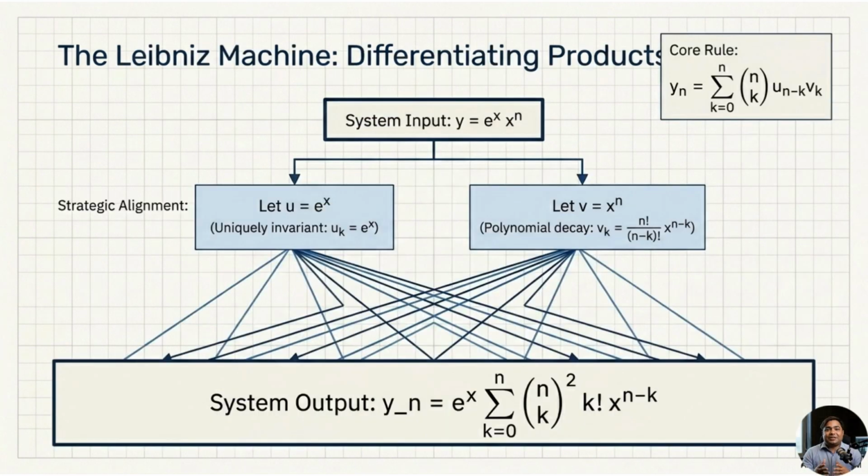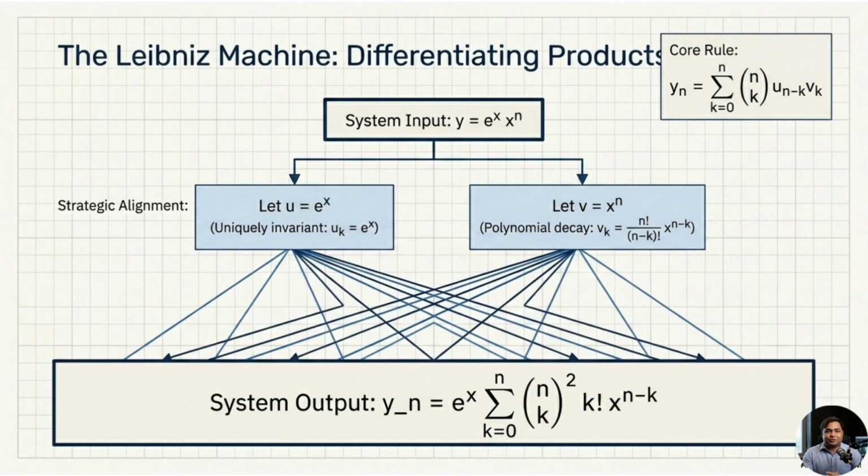This slide introduces the Leibniz rule, which is used to find higher order derivatives of products. The function on the slide is y equals e raised to the power x times x raised to the power n. This function is a product of two parts. The first part is e raised to the power x. The second part is x raised to the power n. The special thing about e raised to the power x is that its derivative is always itself. If we differentiate it once, twice, or many times, it remains e raised to the power x. The second part, x raised to the power n, changes when we differentiate it. Its power decreases step by step.